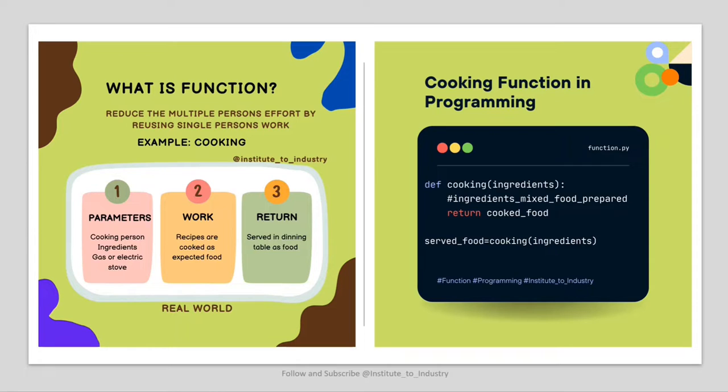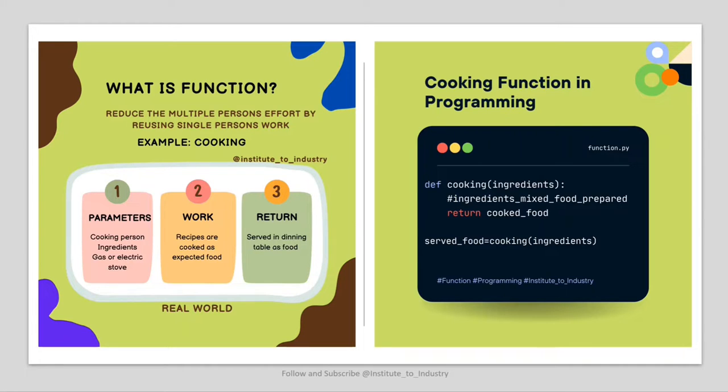Basically, in the programming world or else the real world, there are certain things we need to give for the function. So first of all, the first thing is parameters. Parameters means, to do a certain work, the things we need to provide to the particular person. That is the parameters.